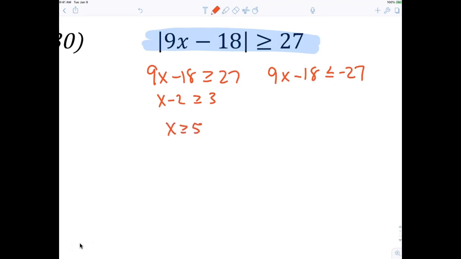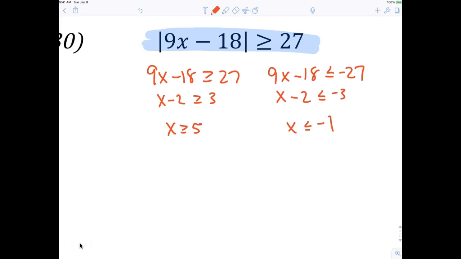Now we divide by 9 over here. x minus 2 is less than or equal to negative 3. So x is less than or equal to negative 1. Now I'm going to ask the same question I've asked before. Are they going in the same direction or opposite directions? This time they are opposite directions. Because you're greater than 5, think of the numbers greater than 5. Think of the numbers less than negative 1. They're going in opposite directions.